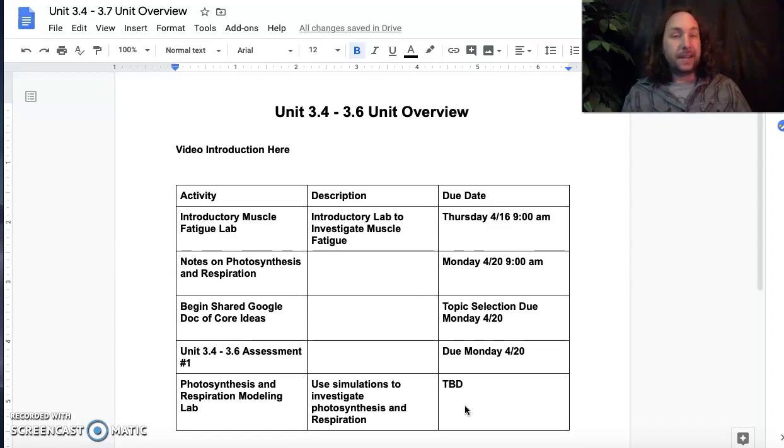Also due on Monday by 9 is going to be an assessment on units 3.4 to 3.6. This is going to be delivered in the AP Central, so they're going to be AP Bio questions that I've selected. This will be the first of a couple of assessments on these topics. So this one is going to be featuring more heavily multiple choice questions. The second one will feature more FRQ questions, although you can expect a mixture of both.